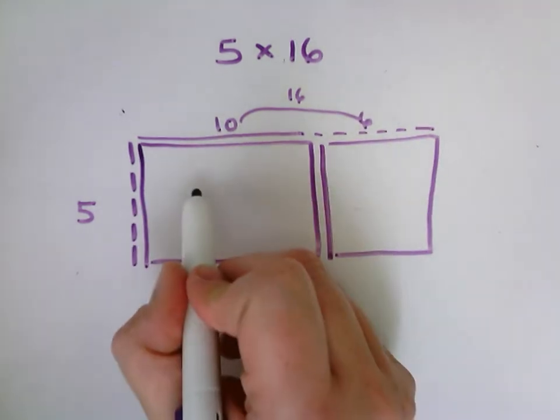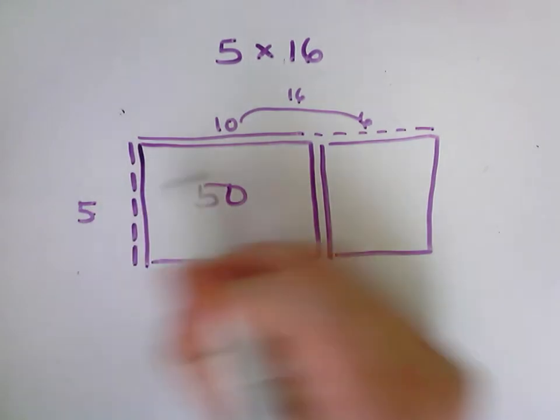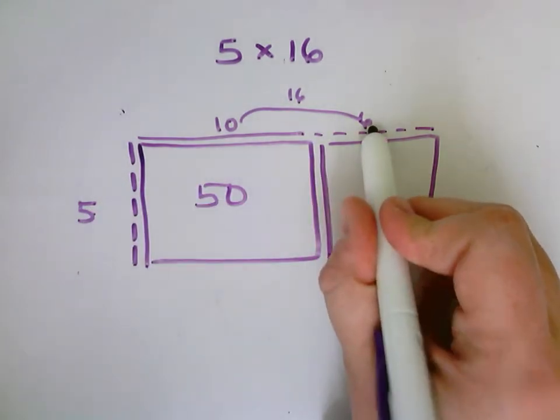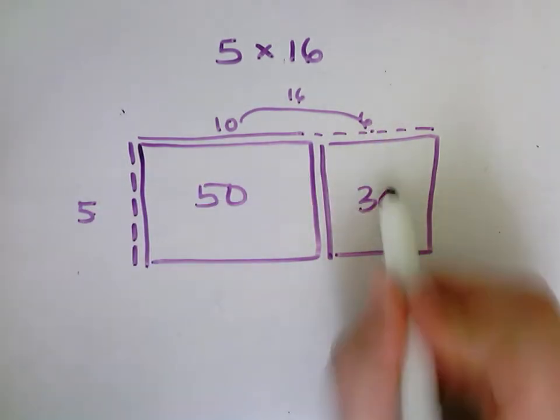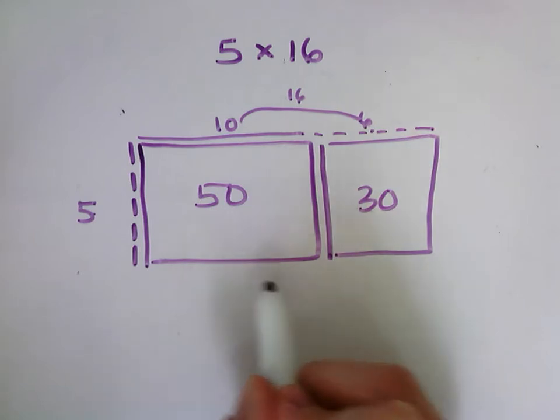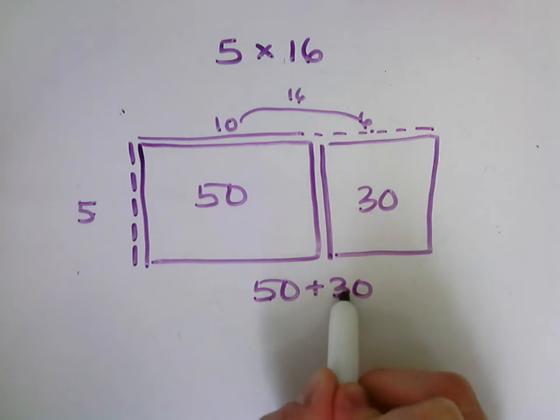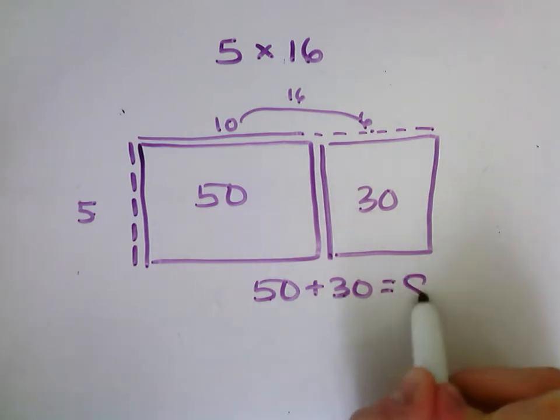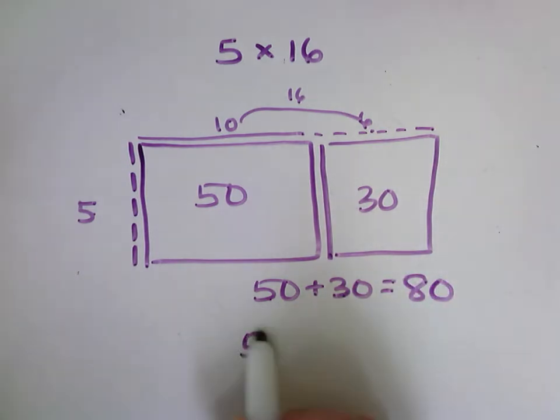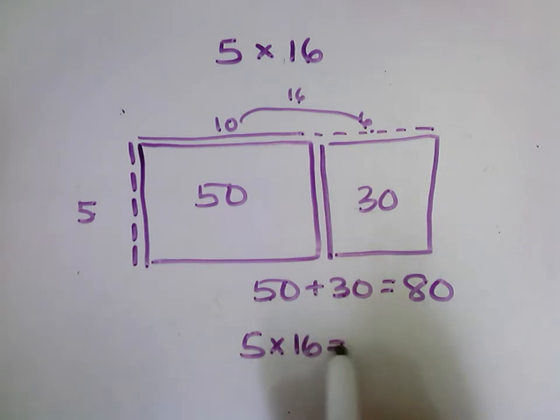5 groups of 10 is 50. 5 groups of 6 is 30. If I add those two together, 50 plus 30, I'm just going to worry about adding the 10s here, is 80. So 5 times 16 equals 80. So it's a very quick and easy way to break up our problems.